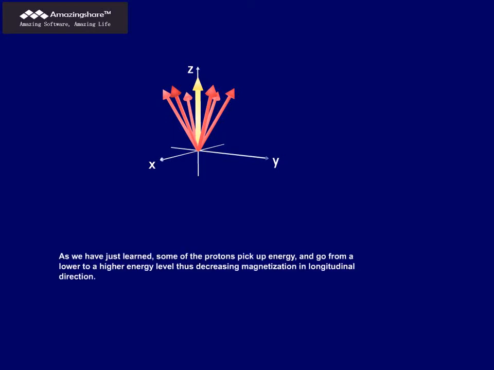As we have just learned, some of the protons pick up energy and go from a lower to a higher energy level, thus decreasing magnetization in longitudinal direction.